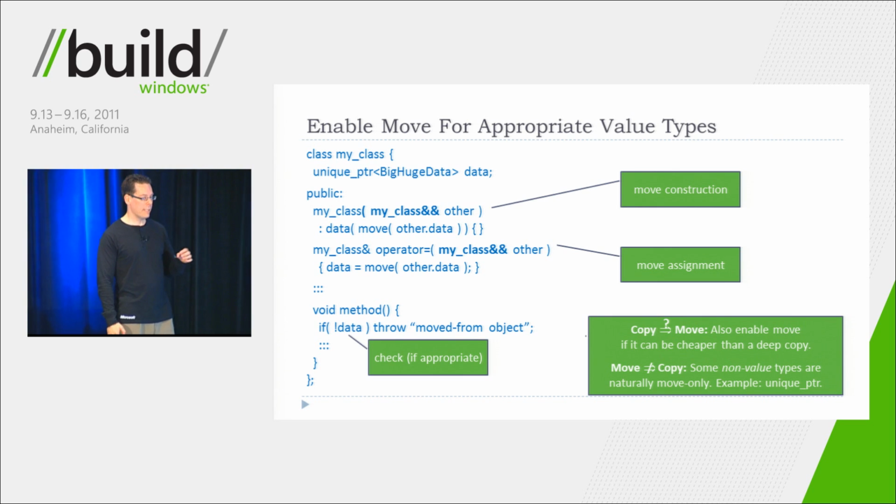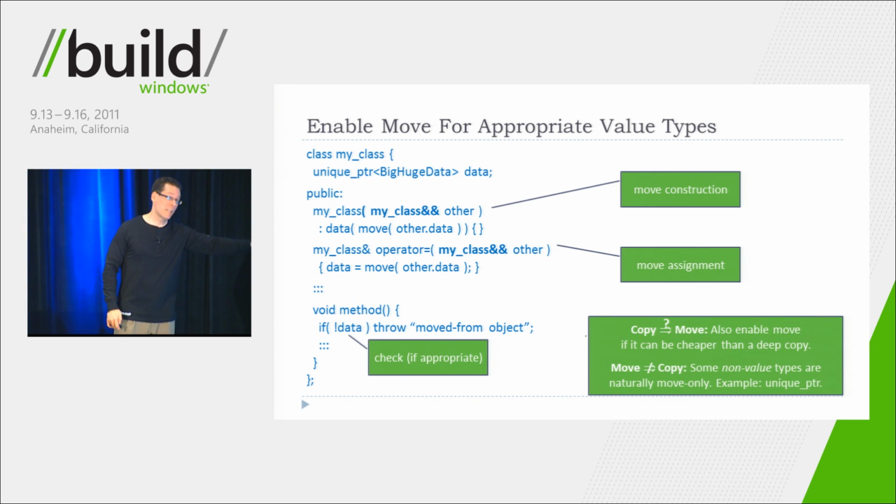At the bottom right, if you have copy, you usually want move unless it's like a point class with two integers, and you can't do better than just a shallow copy, just a copy of the two integers anyway. But for more expensive value types, maybe that own resources on the heap or something, definitely implement move. Basically implement move if you can do better than a deep copy. And often you can. If you can't, don't worry about it.